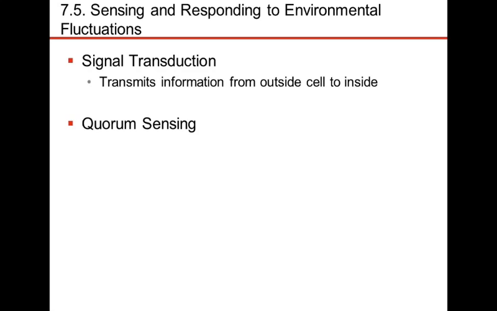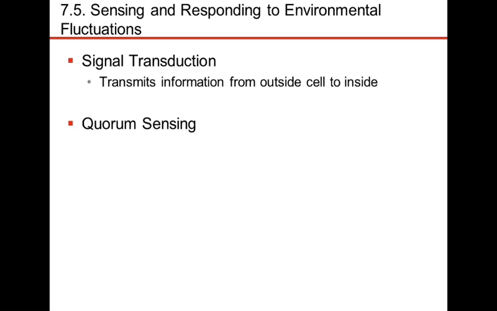It was almost like they had eyes on the outside of their cell, and they could figure out which direction they were going. And so there's two mechanisms, predominant mechanisms, that bacteria and actually your cells also use to figure out what's going on in their environment. One of them is called signal transduction.